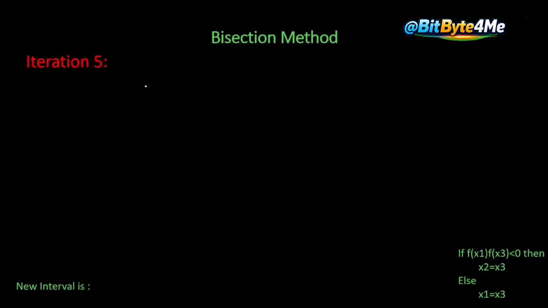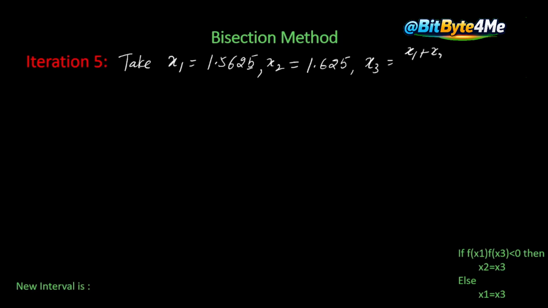So in iteration 5, take x1 as 1.5625 and x2 as 1.625, and calculate x3 as (x1 plus x2) divided by 2. This one is always the midpoint of x1 and x2. Its value will come out to be 3.1875 divided by 2, that is 1.5938.